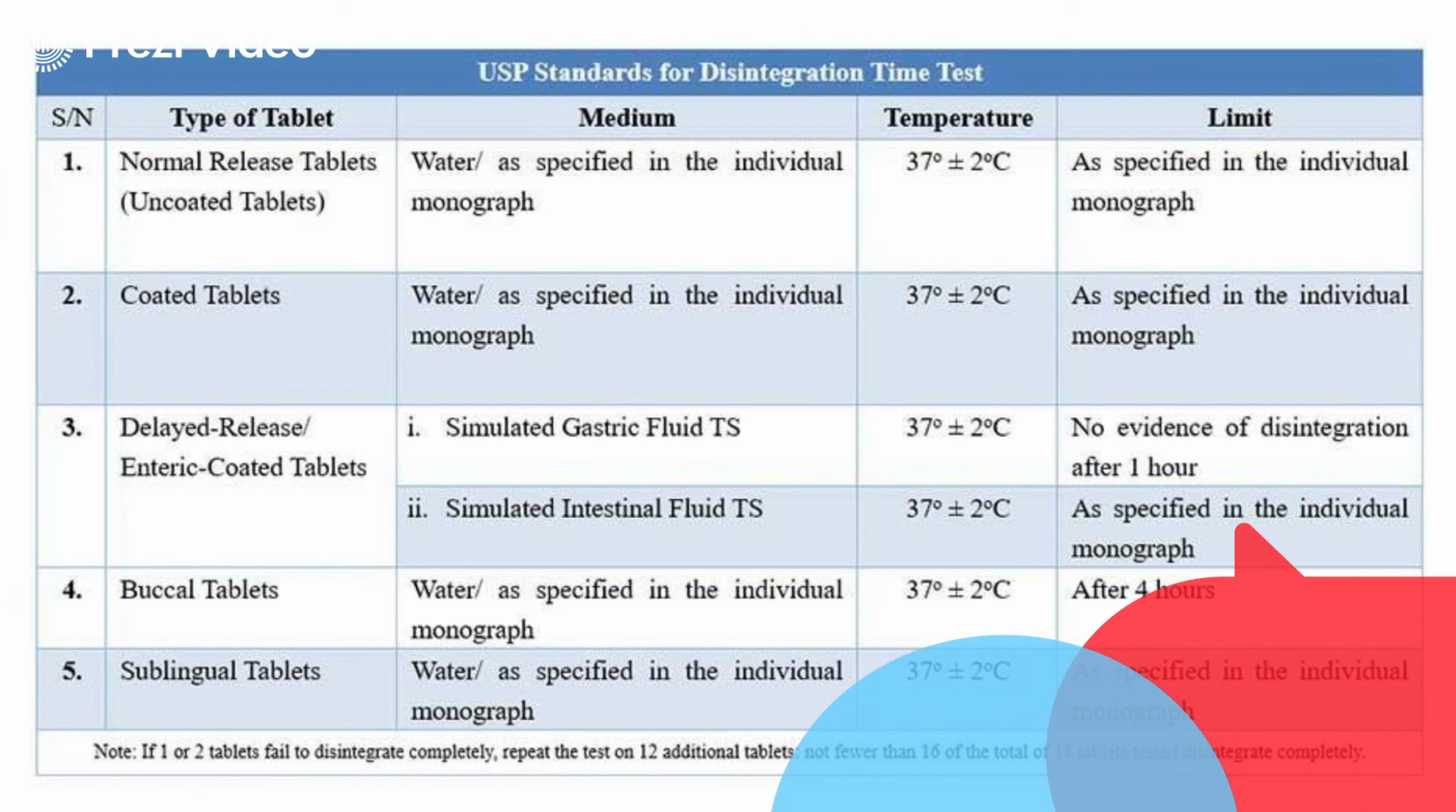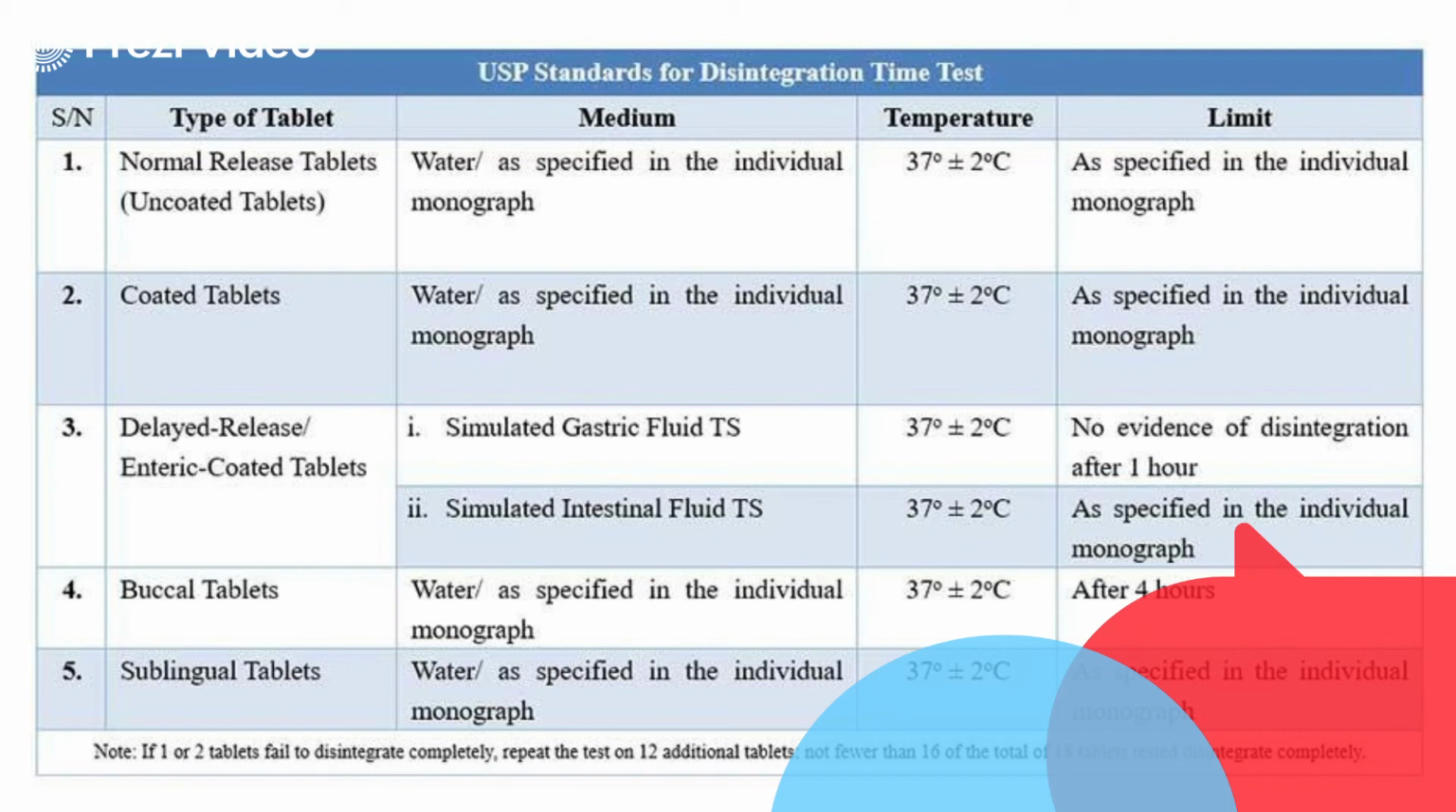Next, we move on to the United States Pharmacopoeia limits and specifications. Again, you may notice that the temperature suggested for the different sorts of tablets as per the United States Pharmacopoeia is 37 degrees Celsius. When we talk about uncoated tablets, the medium may be water or as specified in the individual monograph, and the limit as specified in the individual monograph. So here it does not actually mention the time limits. They clearly say that for the disintegration test, the individual monograph needs to be referred for the medium and the time limit.